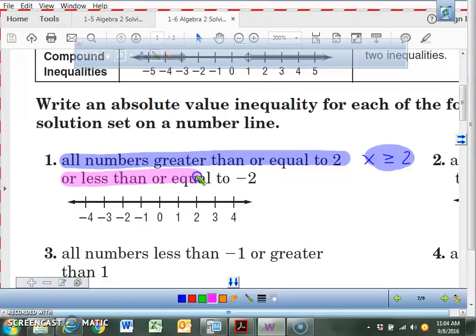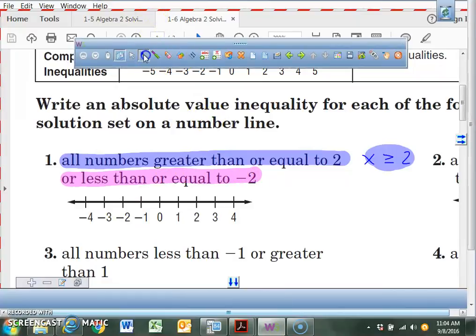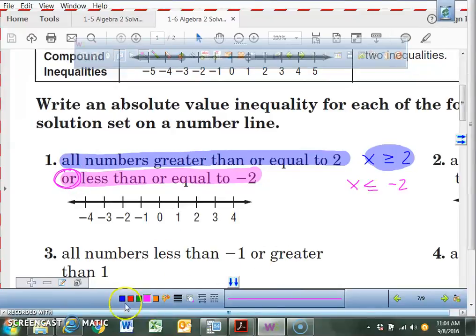Or, what does it say? It says or. Less than or equal to, so we're going to say x is less than or equal to negative 2. So that's the other one. And the key word is what? It's or. For the first one, it says equal to 2, so I'm going to do a closed circle, because when I close it in and shade it, what does that let me know? That means I'm including the number. And right here, I'm also including the number negative 2.